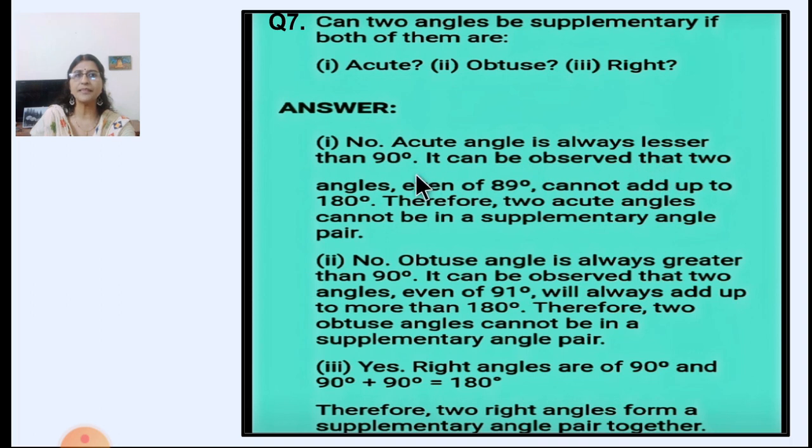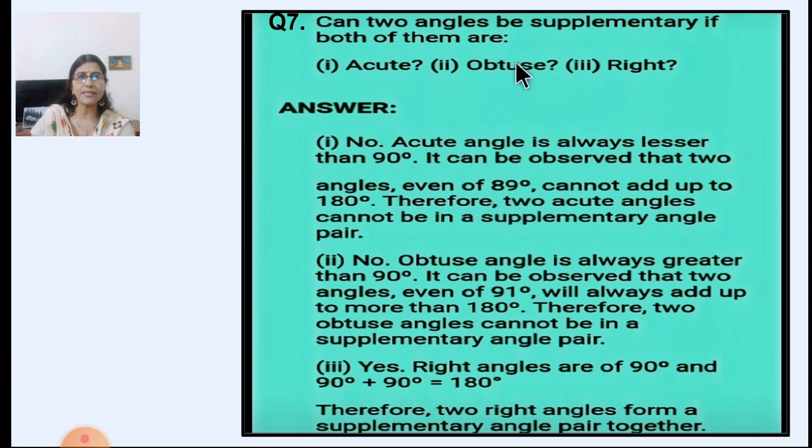It can be observed that two angles, even of 89 degrees, if you take 1 degree less also, cannot add up to 180 degrees. It will be less than 180 degrees. Therefore, two acute angles cannot be a supplementary angle pair, because 89 plus 89 will become 178 degrees, which will not form a supplementary angle.